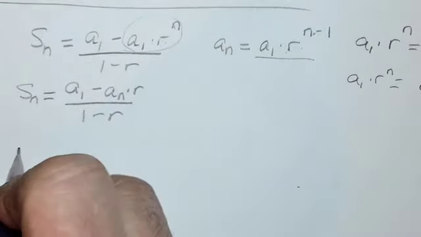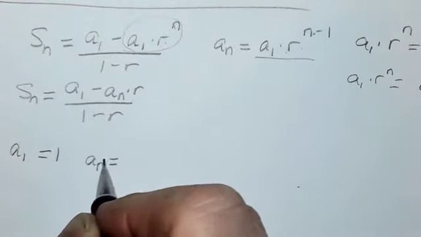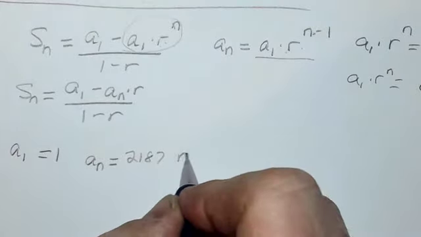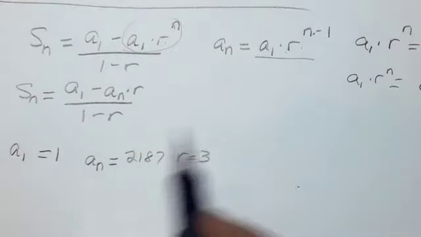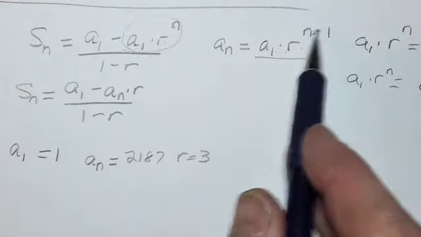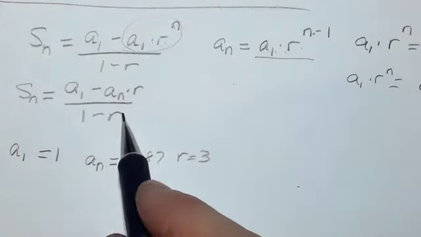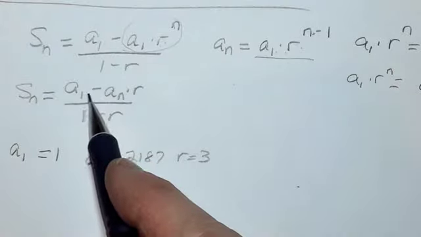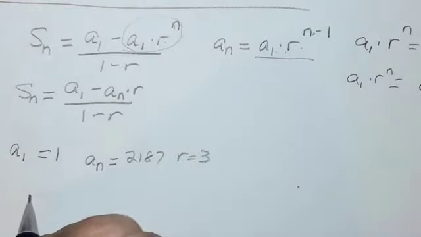Let's say I gave you that a sub 1 is 1, a sub n is 2,187, and r is equal to 3. If I tried using the first formula, I would have to know what n is, and I'd have to go back to the other formula to figure it out. That's hard and long to do. Having this other formula is a lot easier, because I have a1, a sub n, and r. I have everything I need. All I have to do is plug it in.